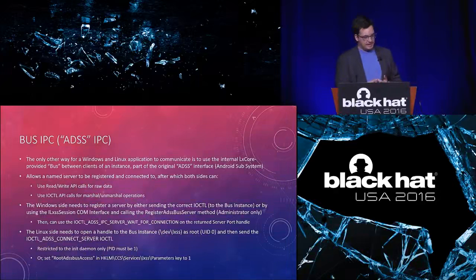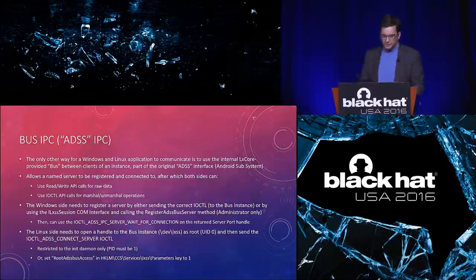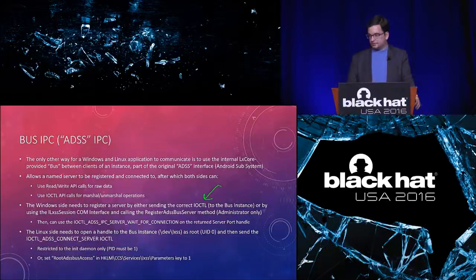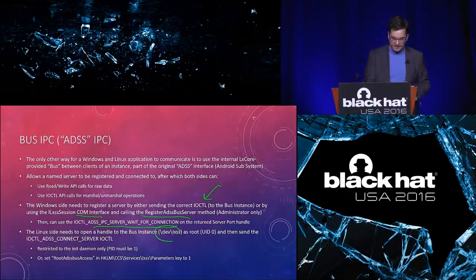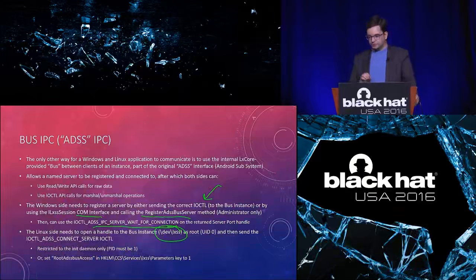Now, on the Windows side, to register a server, you need to send an ioctl. And only the Linux manager service can send this ioctl. So it's normally locked down. However, the COM interface that it creates has a method called register ADSS bus server. And if you're admin, you can register a bus server. Once you register the bus server, you actually get back in your process a handle to the server port, and then you can start sending ioctls on the server port. So for example, you can send wait for connection, and now you're going to block waiting for a Linux process to connect to you. The Linux side would then open /dev/lxss. They have to be root in order to be able to do that.